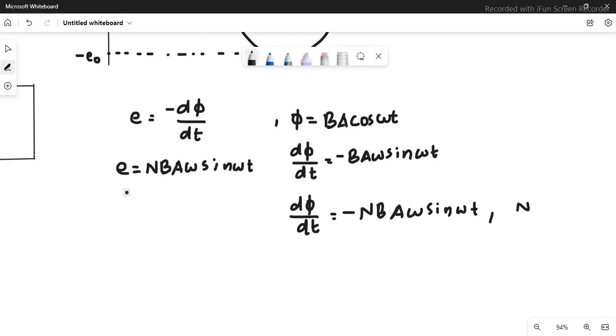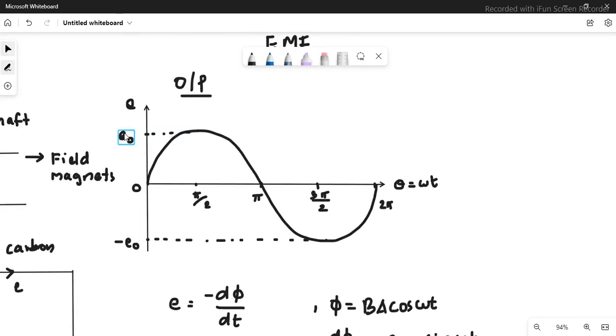The EMF generated will be maximum if and only if the value of sine omega t is equal to 1, or omega t is equal to pi by 2. So the EMF will be equal to N B A omega. That's it. This N B A omega is called E0, which is the maximum EMF. In the graph, E0 is marked here, the peak. This equation resembles the sinusoidal wave equation, y is equal to y0 sine omega t. Like that we get a sinusoidal graph.